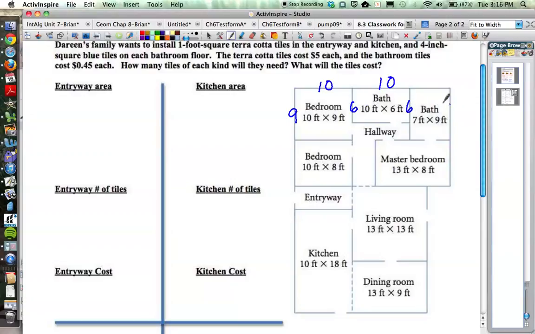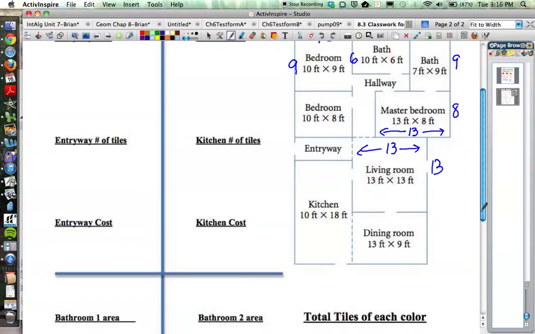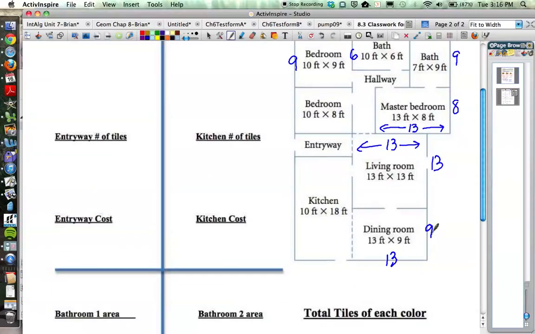Second bath, actually I'm going to erase this little 6 here just so we're not confused by it for a moment. But we've got our 7 by 9, so that's 7 by 9. And then we've got the master bedroom, which is 13 feet across, and then that's 8 feet. The living room here is 13 by 13, so 13 by 13 there. We've got 13 by 9 in the dining room. The kitchen is 10 by 18. This bedroom up here is 10 by 8.